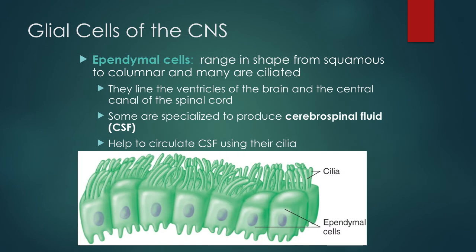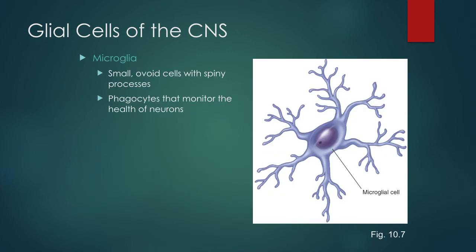Okay. Ependymal cells, these cells form membranes inside the central nervous system. They look like epithelial cells, but they are not true epithelial cells. They're glial cells. They produce cerebrospinal fluid. They help circulate it. They're important that way. I'm going to skip over microglia. There's a picture of them.